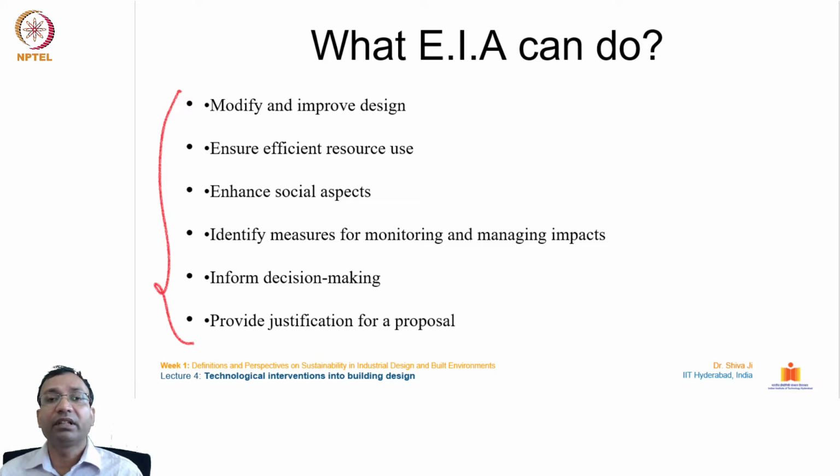For example, if there is a possibility that a certain kind of migration may be needed, or some relocation will be necessary for setting up a developmental activity, then rehabilitation processes can be taken care of to handle such a situation and enable those people to establish somewhere else. These are the informed decision-making things which can be taken care of with the help of an EIA. The next comes providing a justification for a proposal.